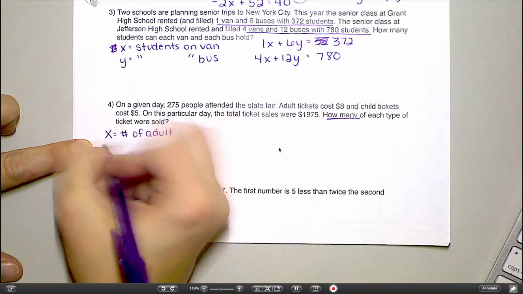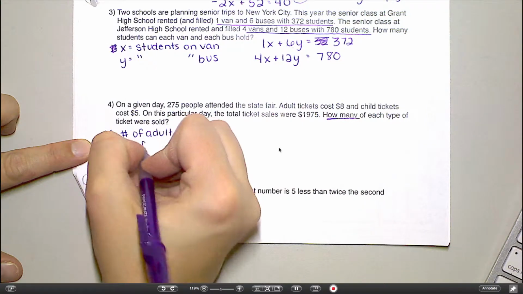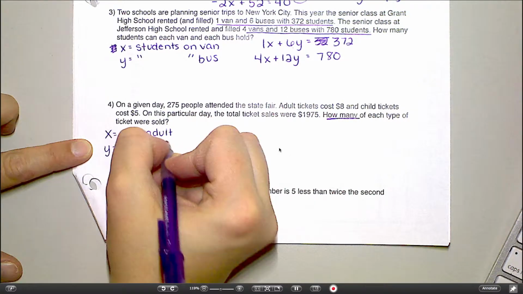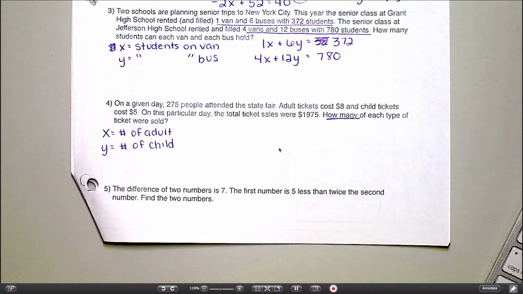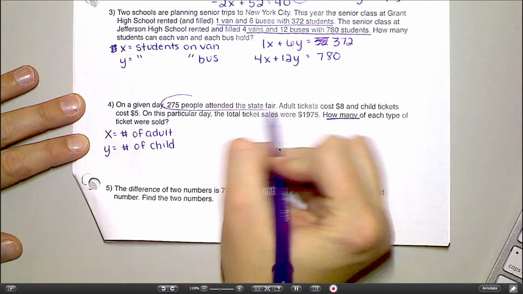Again, it's important to specify the difference between the cost and the number. There's one almost exactly like this problem on your test review next week. Okay, so I've got x adults, y children. I almost said y childs. And I've got 275 people total.